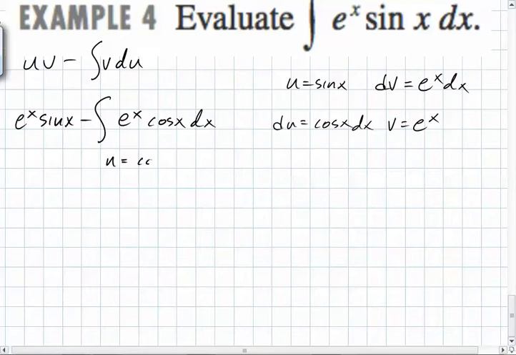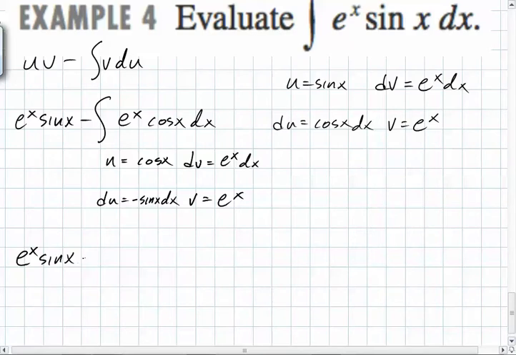Cosine x. So dv is e to the x dx. So v is equal to e to the x. And du is negative sine x dx. So now what do we end up with? We have e to the x sine x minus what's going to go in here, the new thing, u times v. What is it? e to the x cosine x, correct?